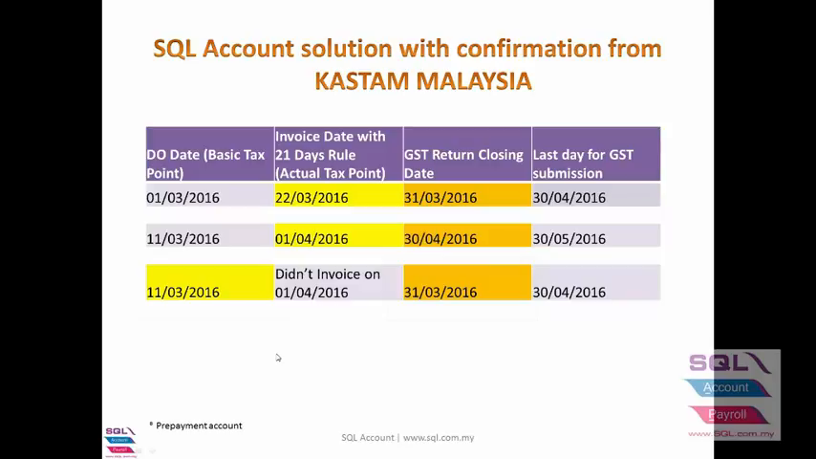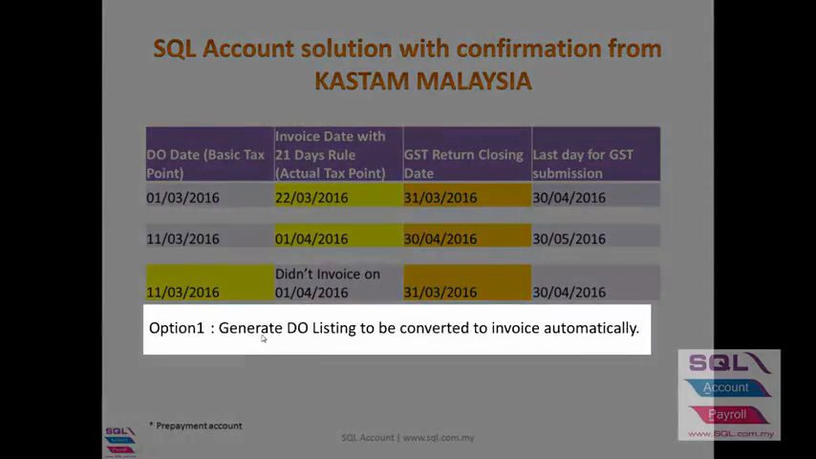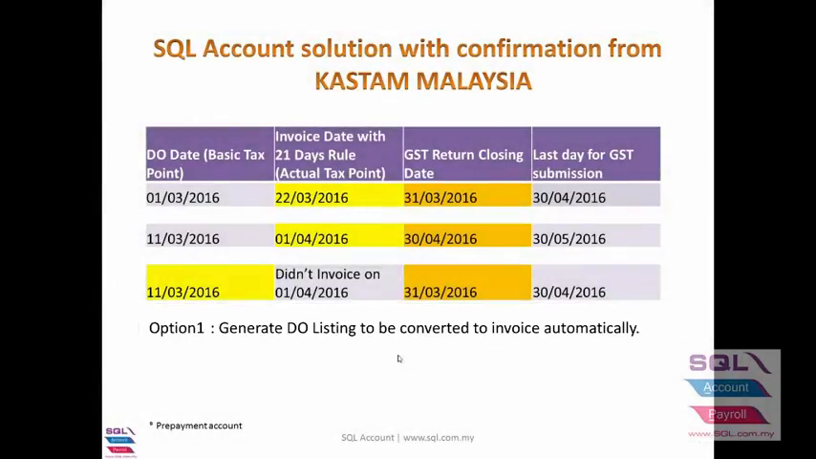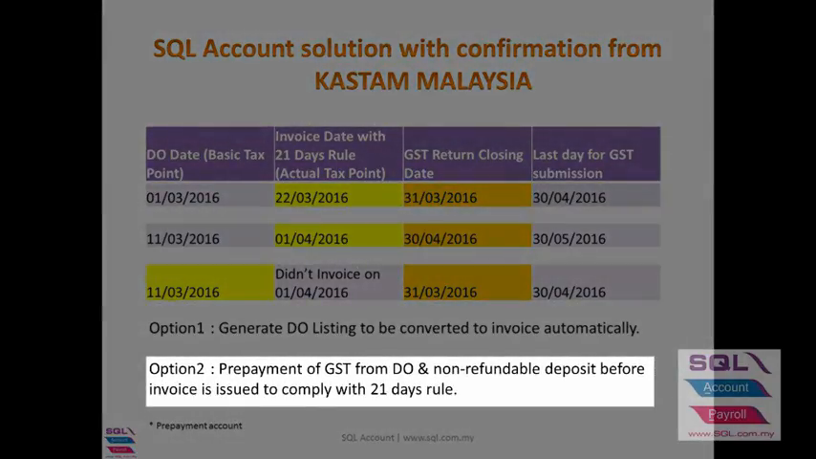SQL account will give client 2 options. Option 1, we will generate a DO listing for all the DOs that are 21 days or more without an invoice. It will give you a listing and this listing will convert to an invoice automatically. Some software will be able to do this, but SQL account will do more than this by giving client an option 2. Option 2 basically is that we will use the DO or the non-refundable deposit even without an invoice and generate tax in order to comply to the 21 days rule.